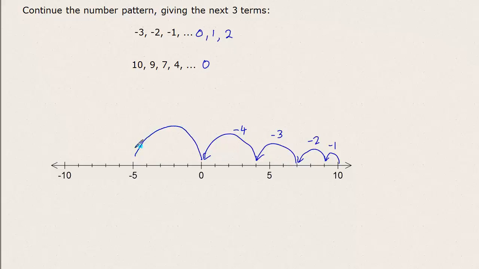Then let's go downwards by 5, and that would take us to negative 5. Then downwards by 6 would take us to negative 11.